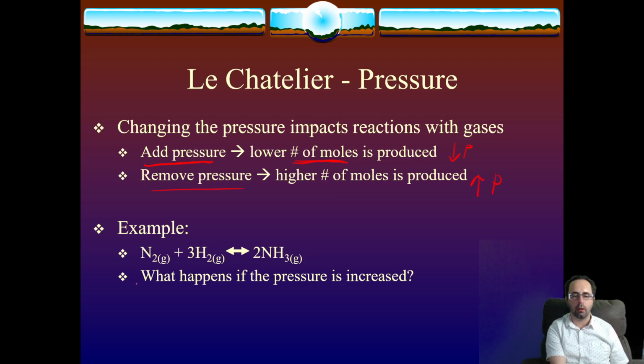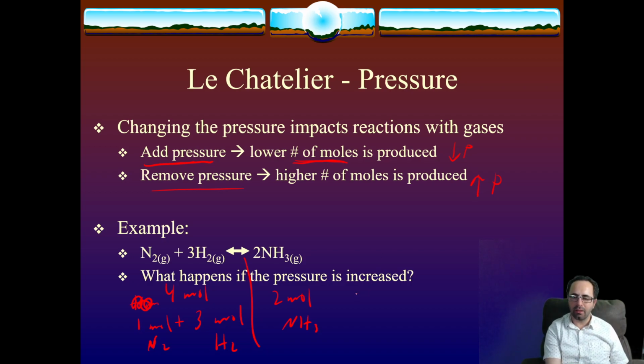So if we count here, we have 1 mole of N2 and we have 3 moles of H2. So the total number of moles here is going to be 4 moles of gases on the left side. On the right side, we have 2 moles of NH3. So we have 2 moles of gases.